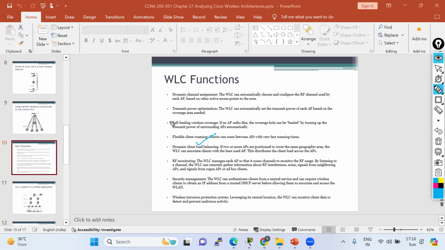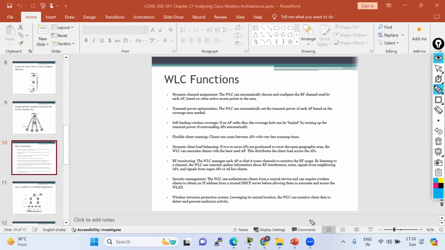Additionally, security management: it shows that the WLC can authenticate the clients. If you are joining any wireless media through an AP, how is authentication going to happen? Authentication happens based on the different authentication and security methods we have in our wireless system. Any client who wants to access the wireless system, to connect wirelessly to the internet or intranet, must be authenticated, and that requires the wireless client to obtain an IP address from the trusted DHCP.